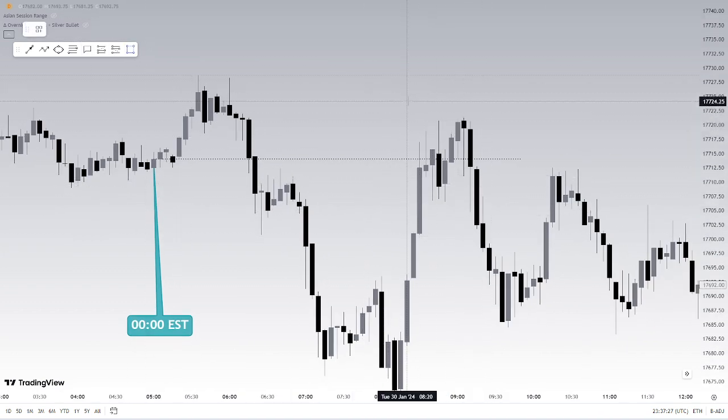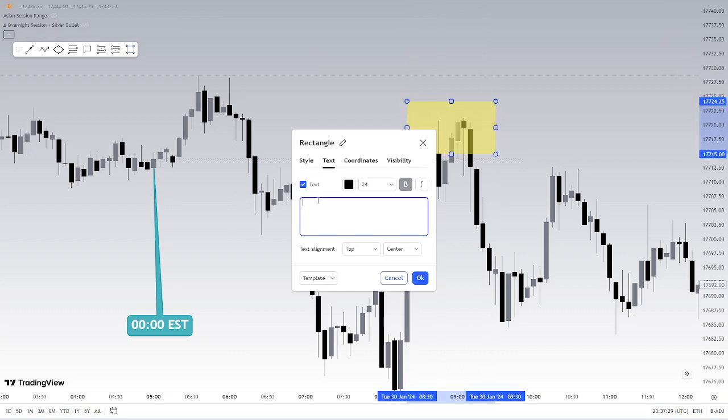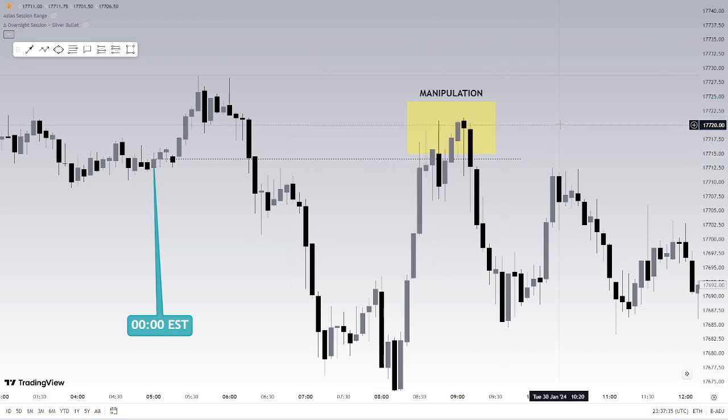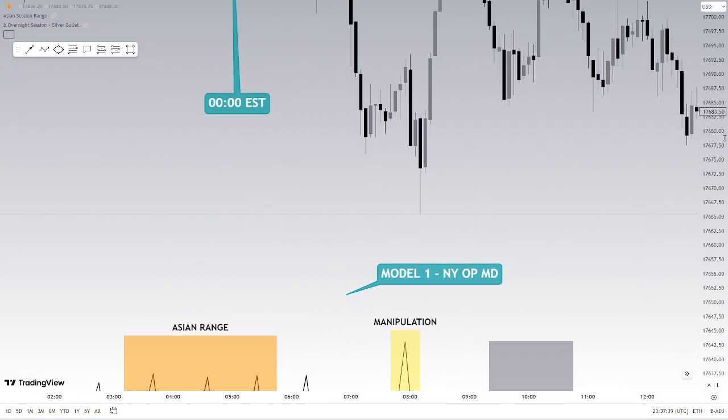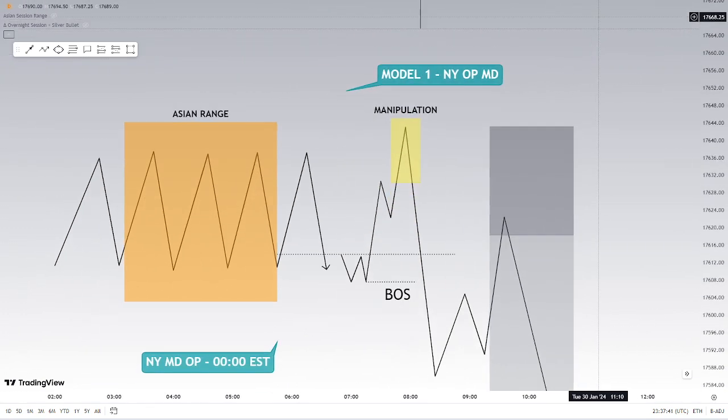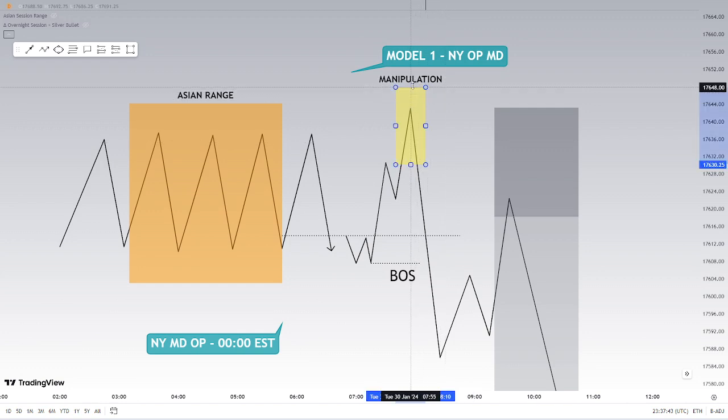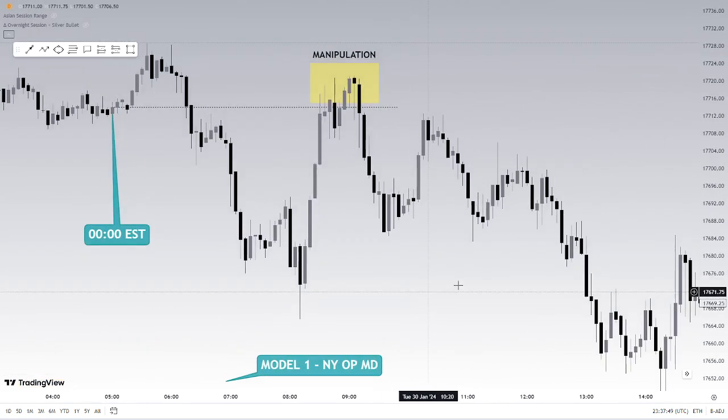So this is the London session. This is our manipulation, okay? Very clear manipulation in price, okay? So this occurs above the New York midnight opening price in line with our first schematic over here. Our schematic was to look for a sell after we see price manipulate the New York midnight opening price. And this is what we've seen over here.